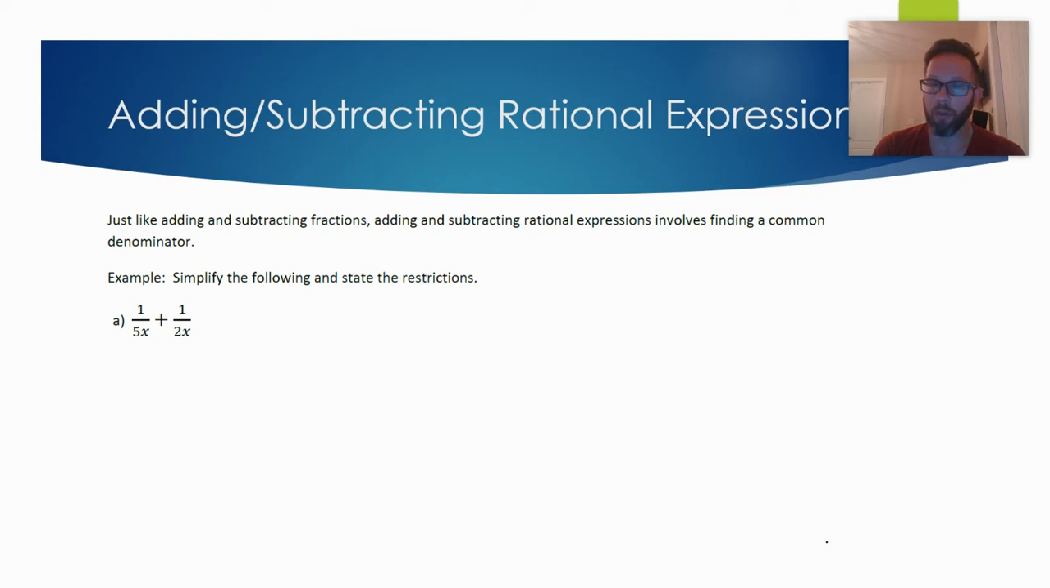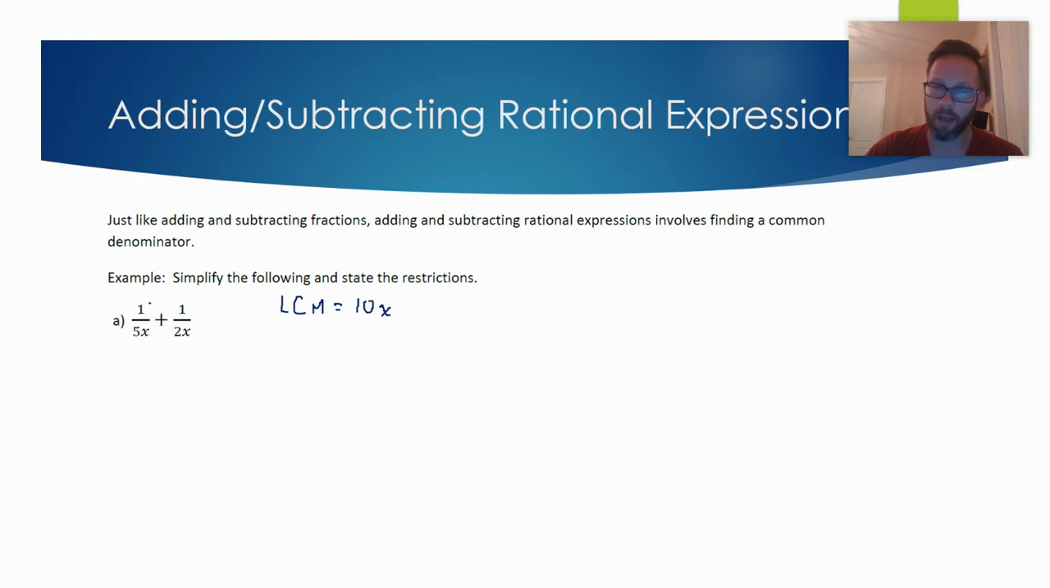Because right now, those two algebraic expressions do not have a common denominator. One is 1 over 5x and one is 1 over 2x. And they both have something in common. They both have an x, right? So that's good. But how can I make an LCM from the numbers? What's the lowest common multiple of the numbers 5 and 2? Well, it's 10. So in this question, the lowest common multiple would be 10x.